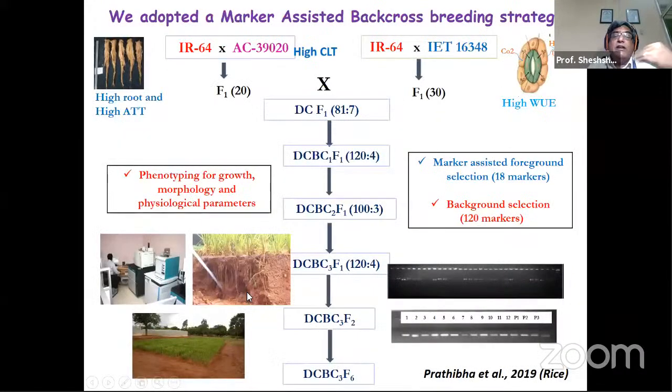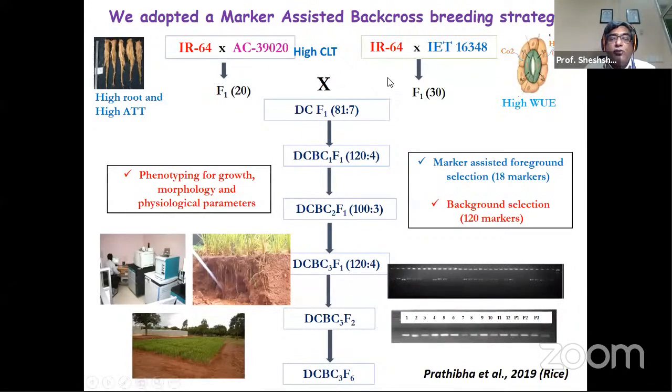So what we did was an association analysis, and we identified the QTLs by a population genetic approach for root and water use efficiency in a larger set of germplasm lines of rice. Because we had some success in the previous experiment with two genotypes, we now wanted to introgress from very different donor lines. We had a much better root genotype donor line from the germplasm, an accession called 39020. We crossed it to IR64, and similarly we identified a better water use efficient line, that is, low delta 13C, and also crossed it with IR64.